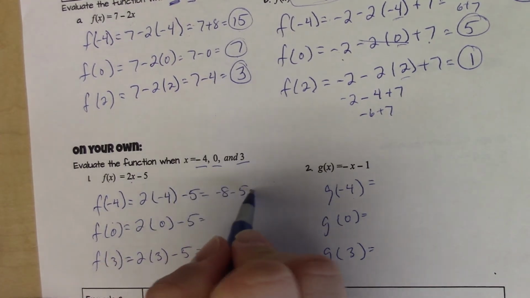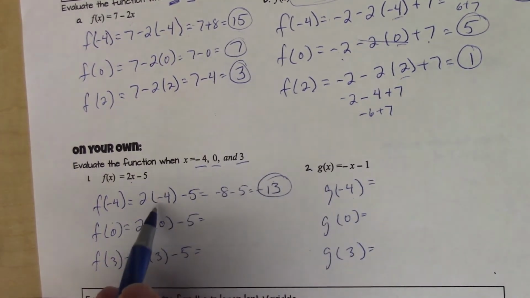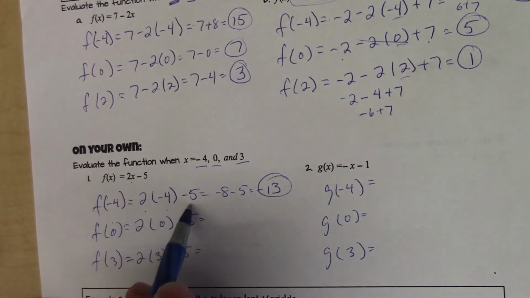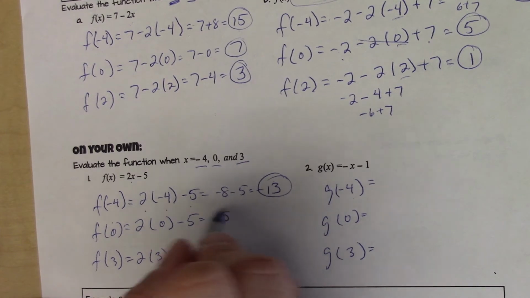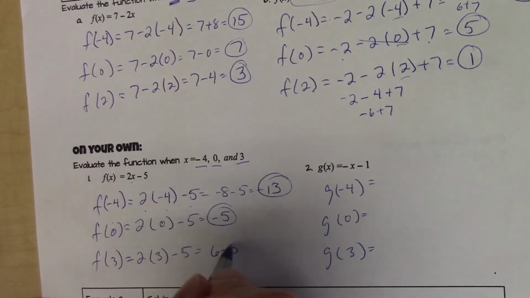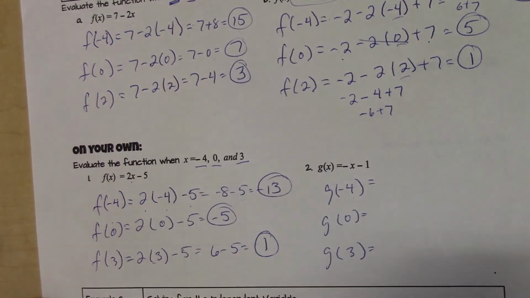-8 minus 5 is -13. Again, just plug in your calculator. 2 times -4 minus 5. You don't need this step. It'll go right to that. Right here, 0 minus 5 is -5, and here 6 minus 5 is 1. That's it. That's all I'm doing.